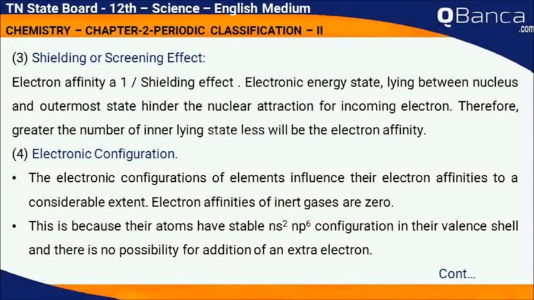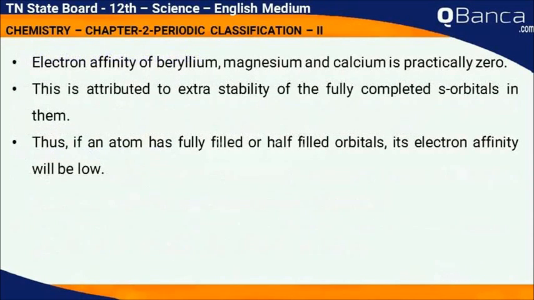of an extra electron. Electron affinity of beryllium, magnesium and calcium is practically zero. This is attributed to the extra stability of the fully completed s orbitals in them. Thus, if an atom has fully filled or half-filled orbitals, its electron affinity will be low.